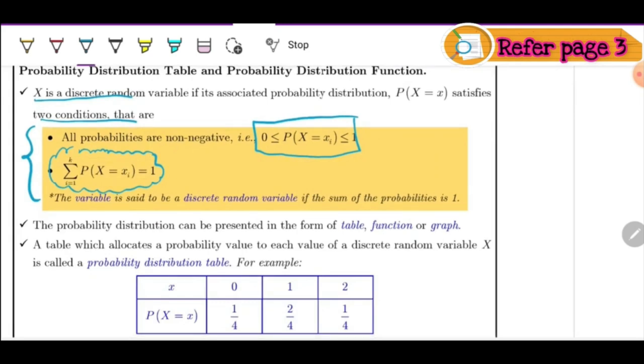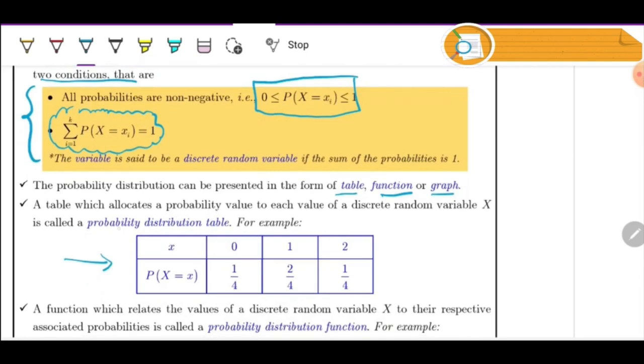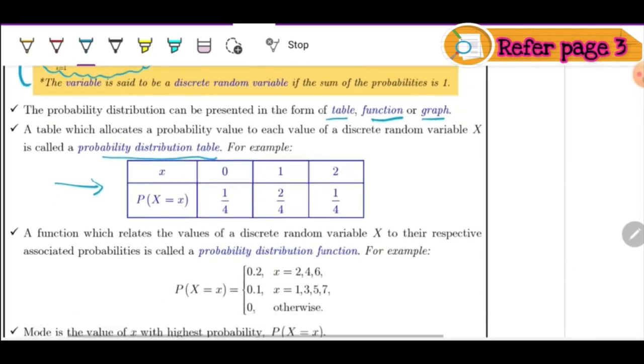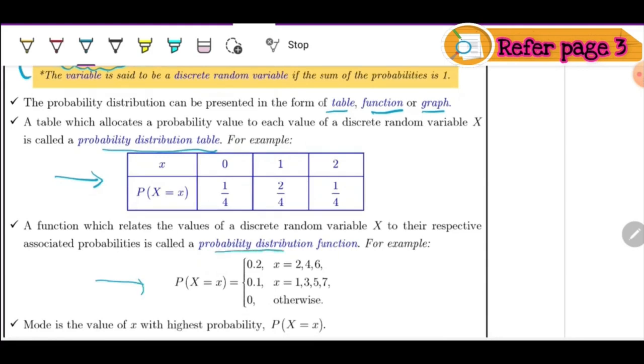The probability distribution for a discrete random variable can be represented in the form of a table, function, or graph. This is an example of a probability distribution table. And this is an example of a probability distribution function. As we can see here, the value of x is countable and not in an interval.